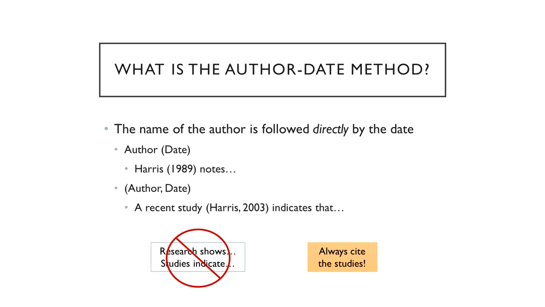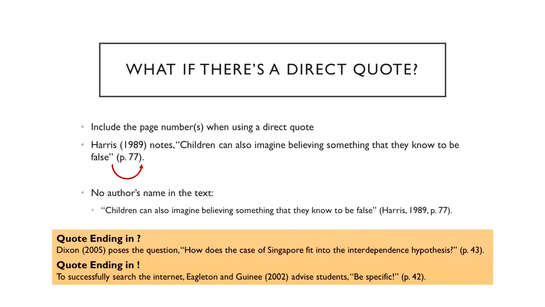You must cite if you're going to say something big like that, or any kind of factual statement like that. Research or studies or bold statements like that must be backed up by the author-date method. You can't just throw that out there. And if you do that in a paper, I'm going to jump on that and say, where's your citation? So be looking for that. Okay, so that's the author-date method.